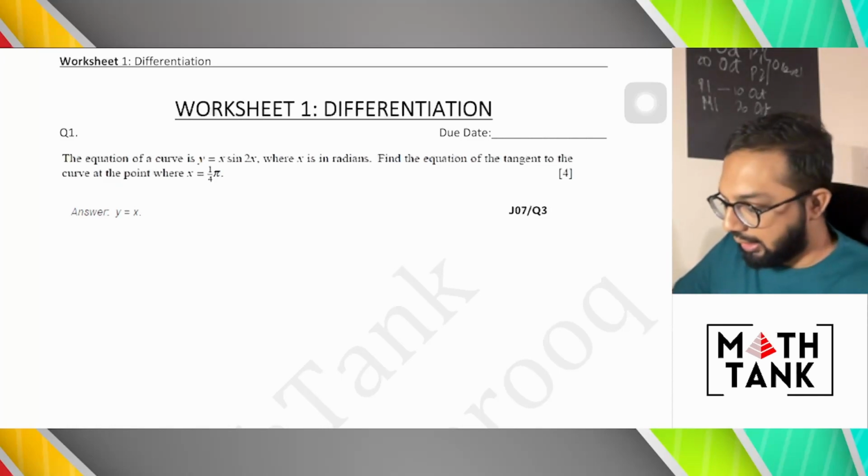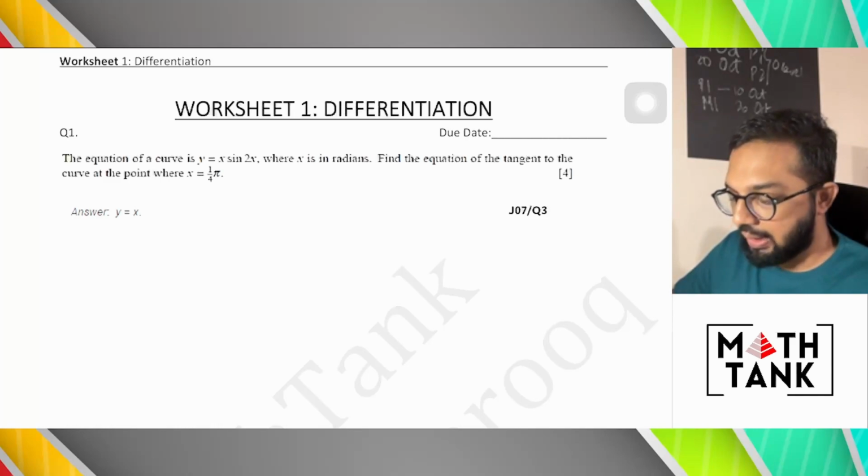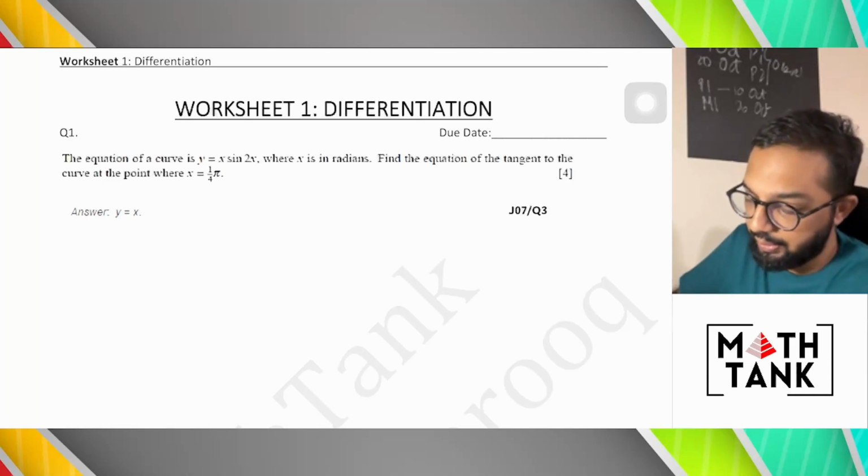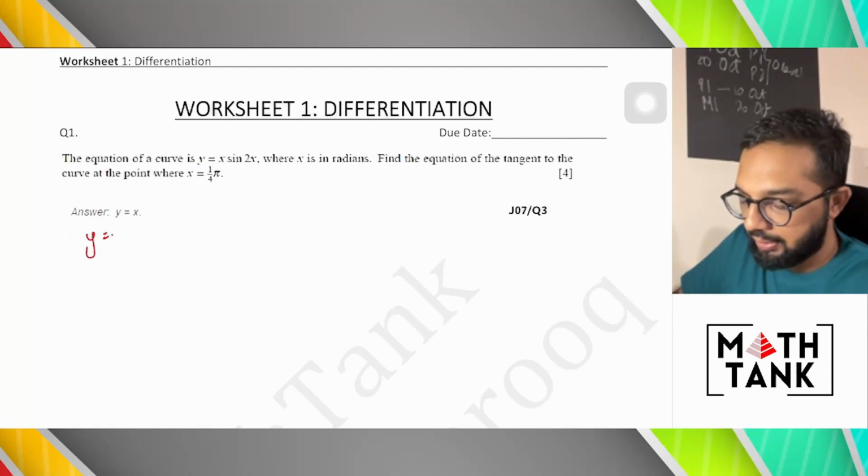The first question is from June 2007, Question 3. It says the equation of a curve is y equals x sin 2x, where x is in radians. Find the equation of the tangent to the curve at the point where x equals pi over 4. So this looks like a simple question on product rule. Let's talk about the product rule.